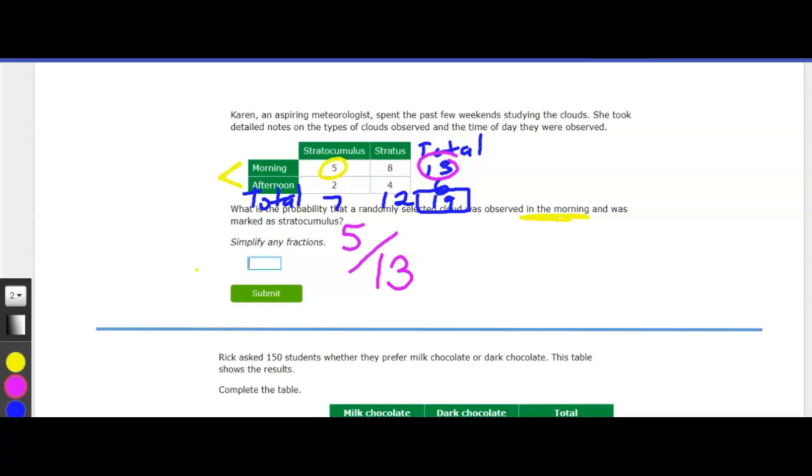Now, 5 divided by 13 doesn't simplify. So in Excel, you can type in 5 over 13. But if it did simplify as a fraction, guys, it wants you to keep it as a fraction. You don't have to make it a decimal and you don't have to make it a percent. But just make sure that it could be simplified, like check in your calculator first. But 5 over 13 is as simplified as you can make it.